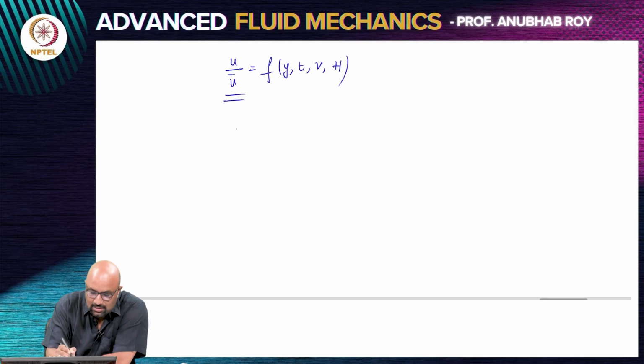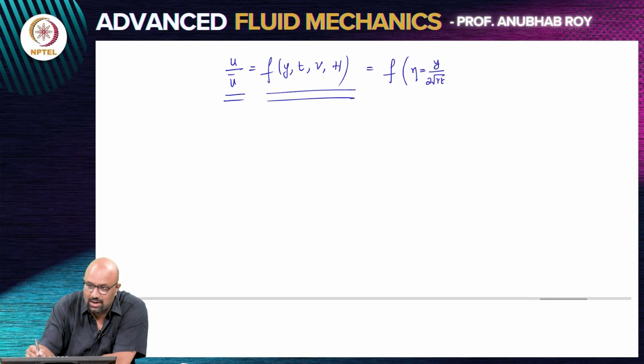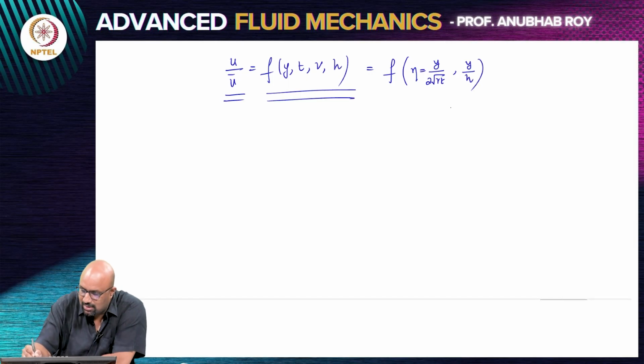Now, this is dimensionless, which means this also should be dimensionless. We already know one combination of doing a dimensionless thing, which is eta, y by 2 root nu t. That is one dimensionless variable. Now, what is the other dimensionless variable? Again, you can use the Buckingham pi theorem to construct the others. It's not a unique choice, but the other one is going to be y by h.